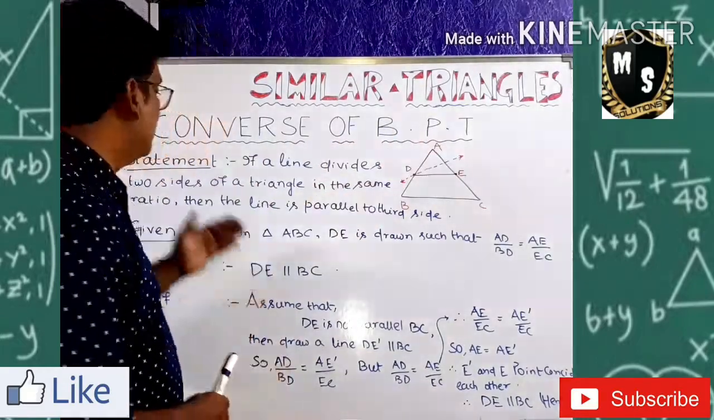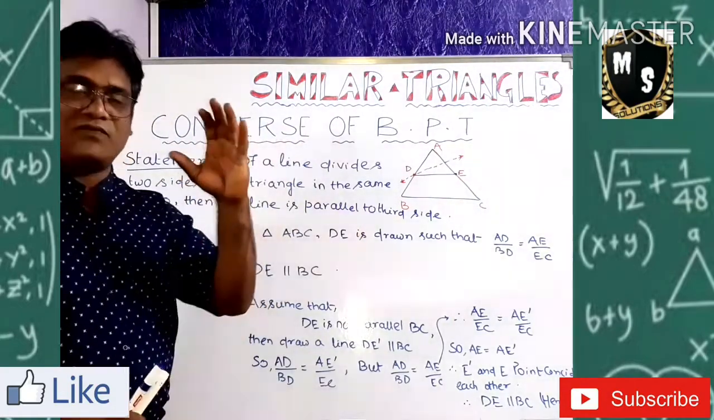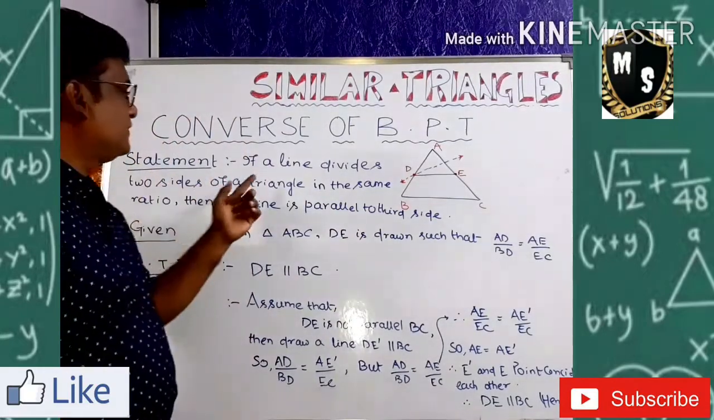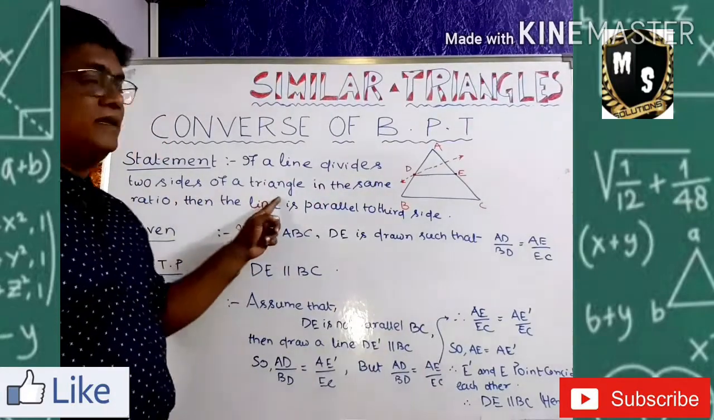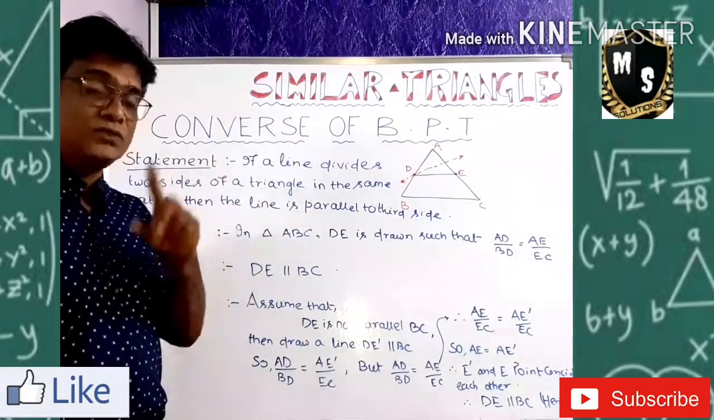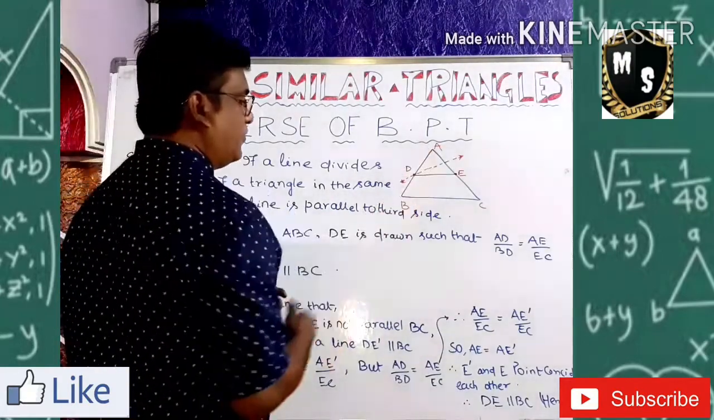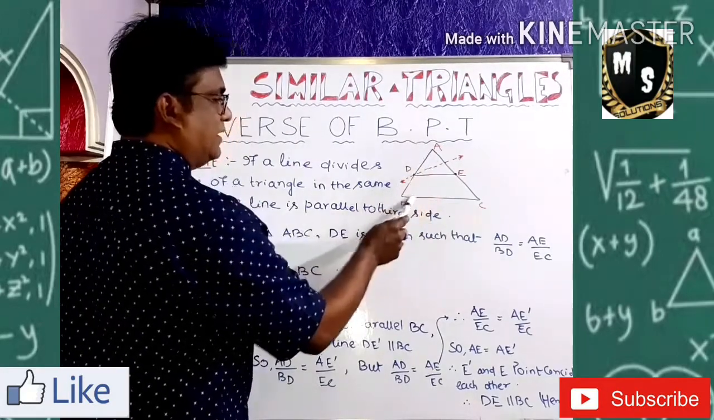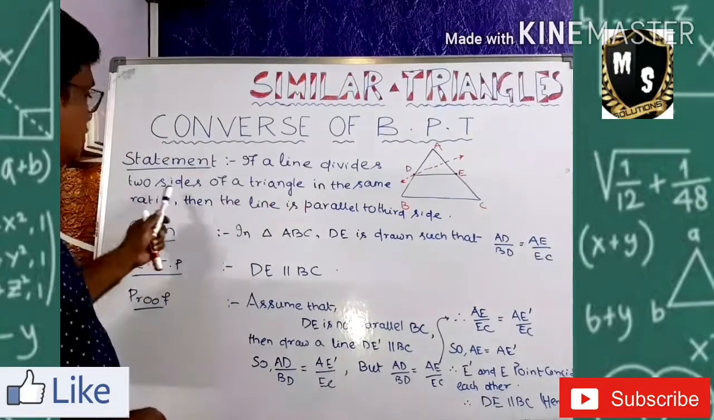Now, I told you, when you are starting a theorem, you have to start from the statement. What is the statement here? The statement is, if a line divides two sides of a triangle. So go for a triangle first. I draw a triangle for you. That is ABC. This is the triangle. Clear? So a line divides two sides of a triangle.